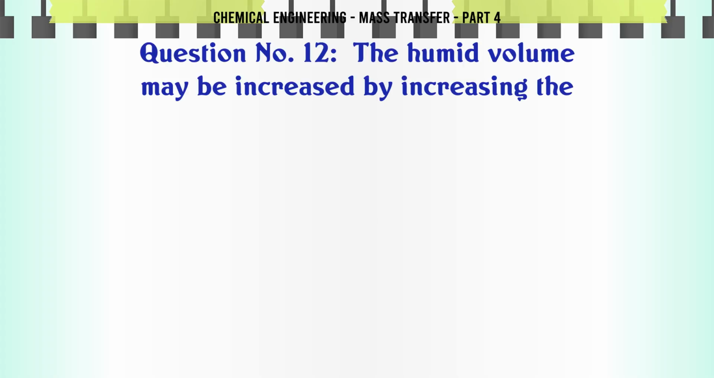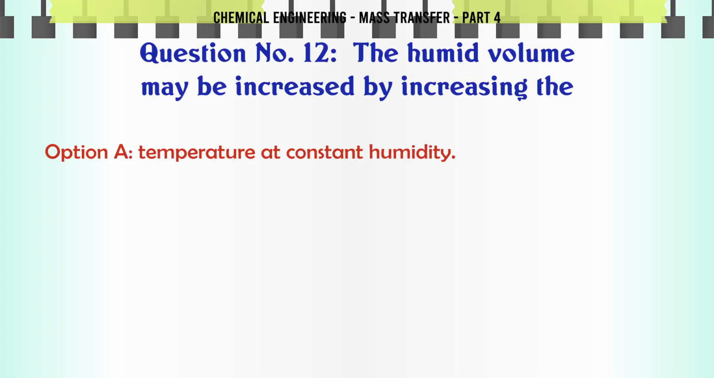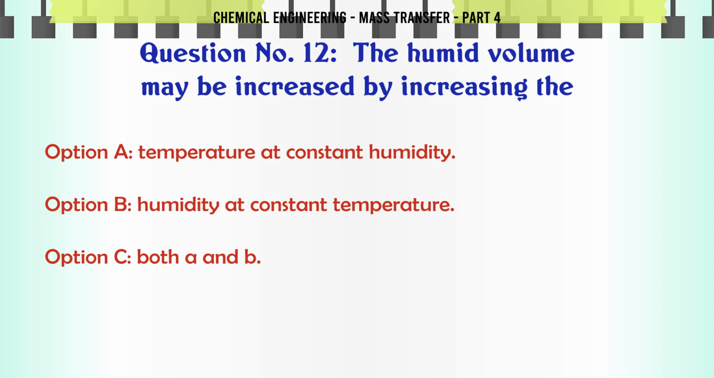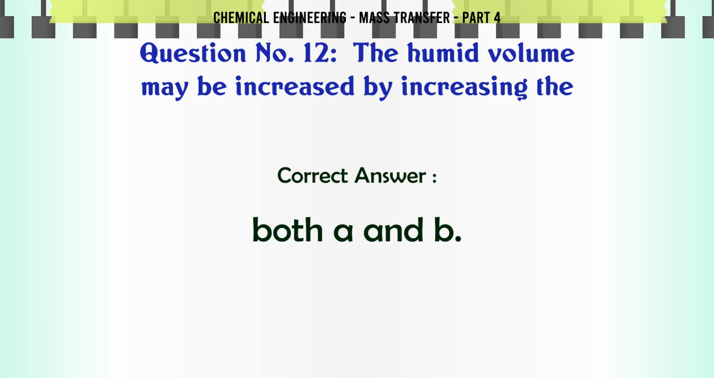The humid volume may be increased by increasing the: A. Temperature at constant humidity. B. Humidity at constant temperature. C. Both A and B. D. Neither A nor B. The correct answer is both A and B.